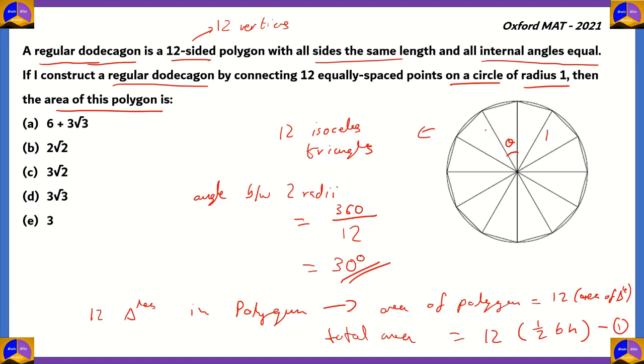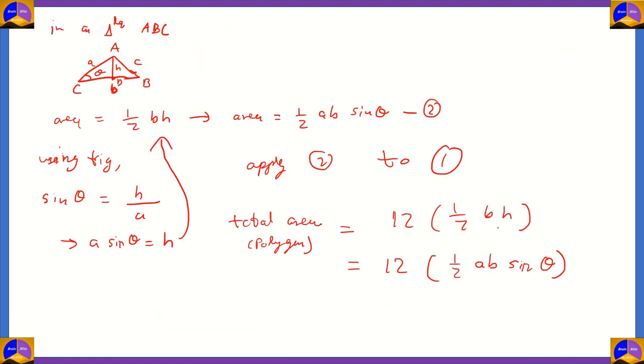We know that. Moreover, we know that in the isosceles triangle, the two radii which form the two sides are equal to 1. So therefore, when we plug in our values, since A equals B equals 1 and theta equals 30, our total area would now be equal to 12 times half into 1 into 1 into sine of 30. Now sine 30, its value is 1 by 2.